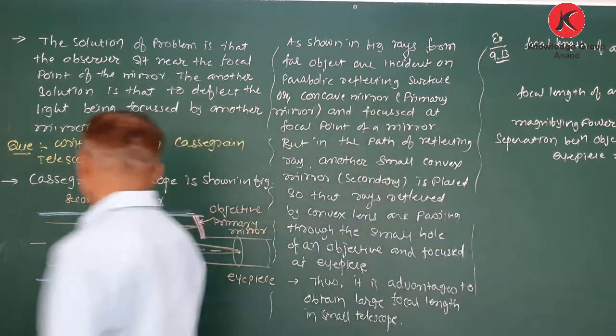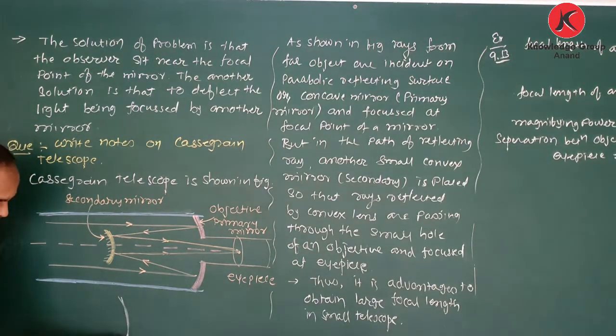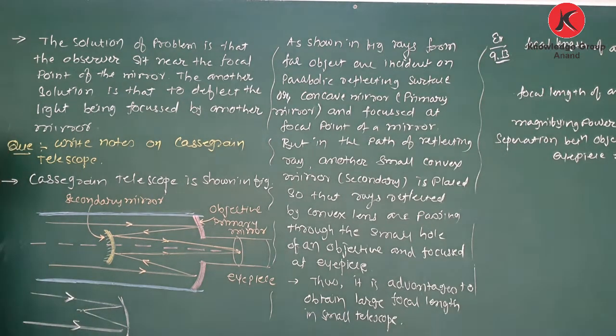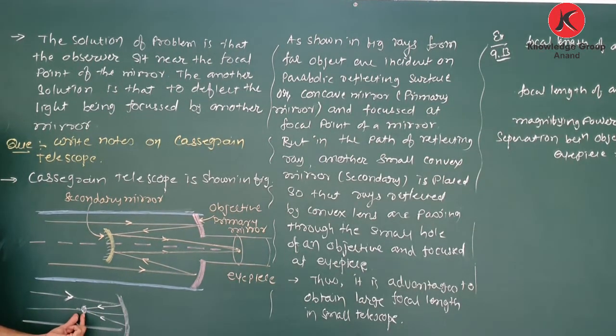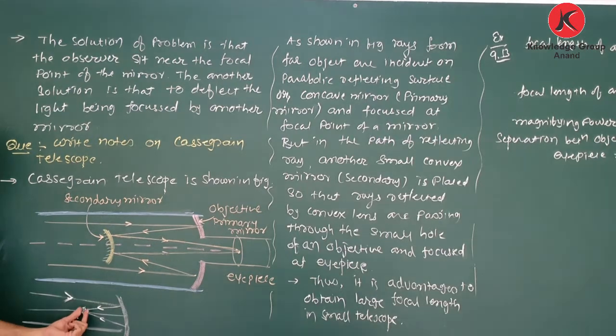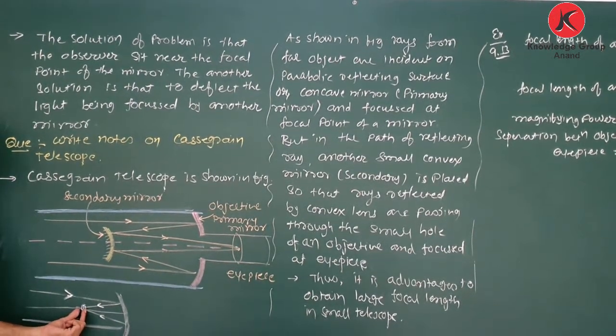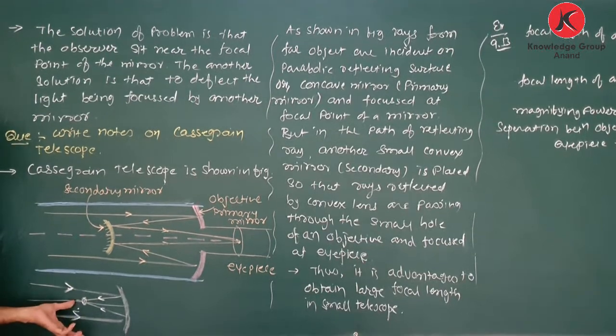Yes, we are using only a single mirror. The rays coming from the far object are parallel and focused at its principal focal point. Therefore, we have to place the eyepiece of the observer at the principal focus of this spherical mirror. And due to that, we can obtain a clear image, but it is not possible to place the observer or the eyepiece at this point because that is inside the tube.